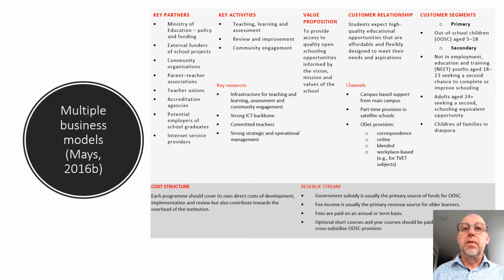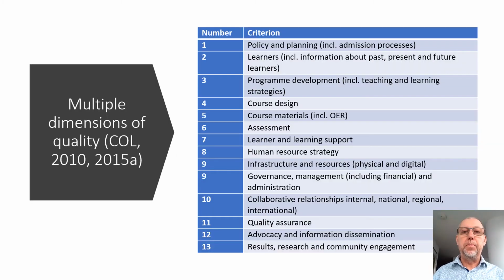Multiple business models arise from different purposes and different contexts. We introduced this notion in the discussion on finances, and here we have an elaborated example where we have identified key partners, key activities, key resources, the value proposition that underpins the work of a particular institution, the customers, the channels and the customer segments that they're trying to reach out to, the cost structure, and then the revenue streams. So this is building upon the discussion that we had in an earlier chapter.